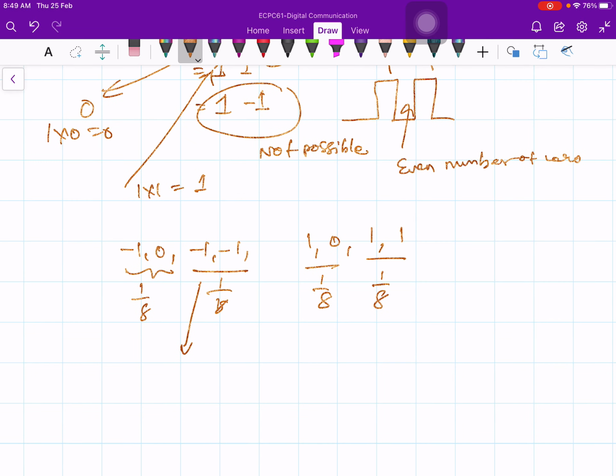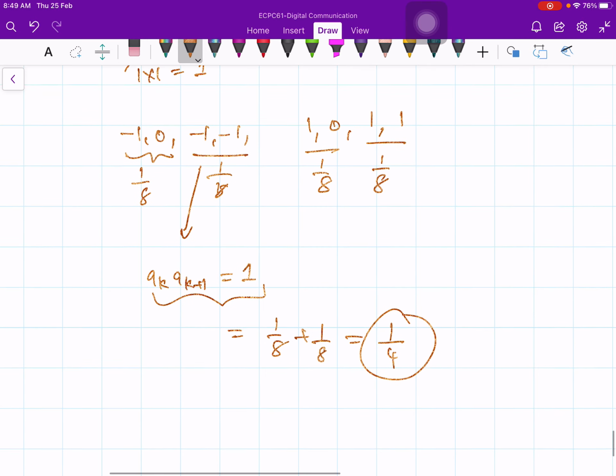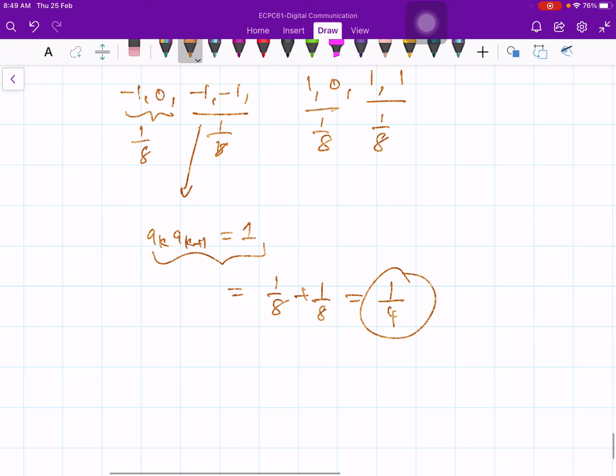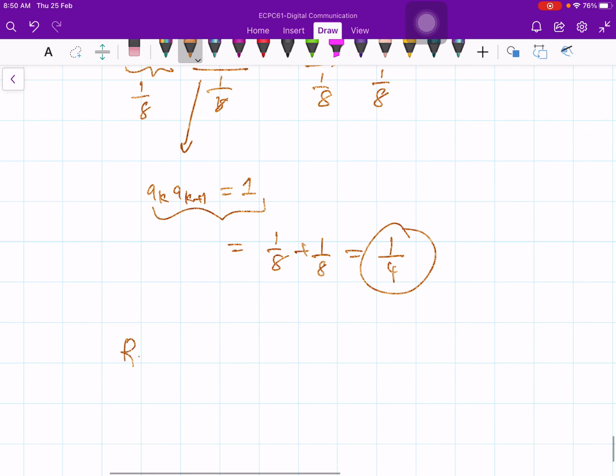So ak times ak plus 1 is going to give 1. So this event occurs with the probability of 1 over 8 plus 1 over 8, that is 1 by 4. Okay. Therefore, what is the formula for R1?